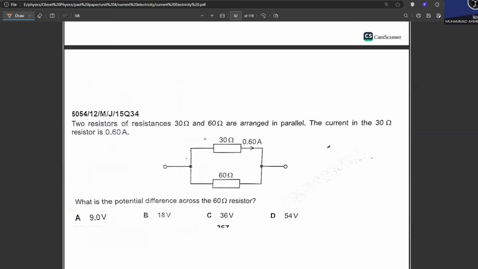Two resistors of resistances 30 ohms and 60 ohms are arranged in parallel. The current in the 30 ohm resistor is 0.6 ampere. What is the potential difference across the 60 ohm resistor? You must remember that the potential difference across the 60 ohm resistor is the same as the potential difference in this branch. V is equal to IR. Your current is 0.6, your resistance is 30, so your voltage is 0.6 times 30. That is 18. 18 is your answer. B is your answer.